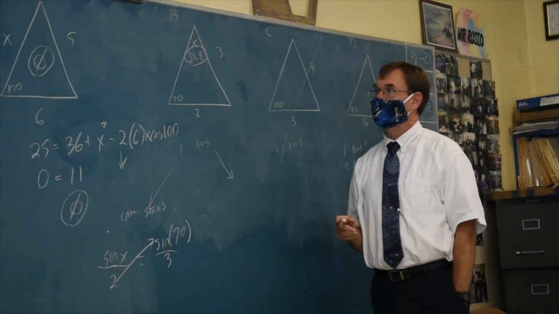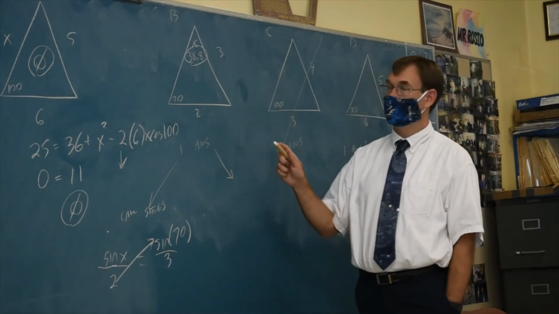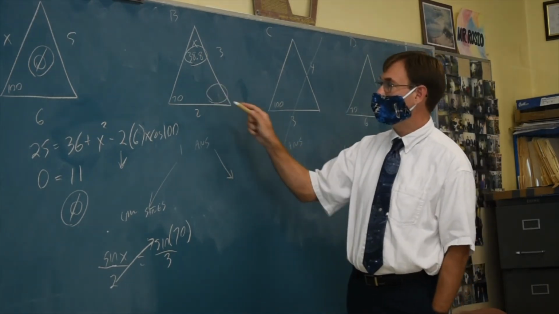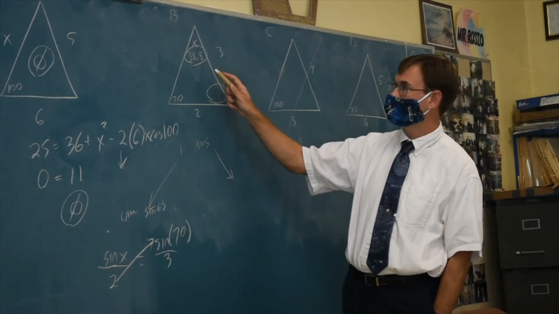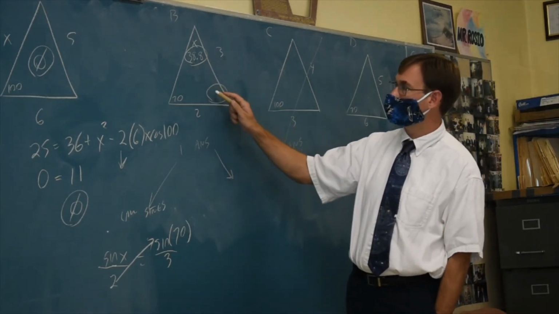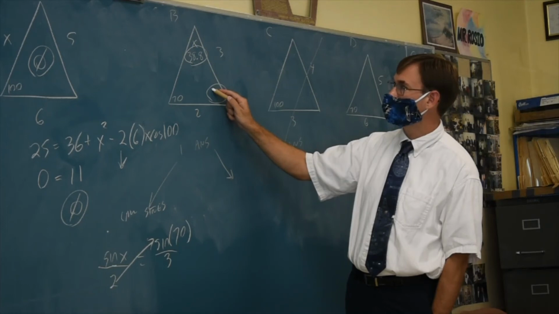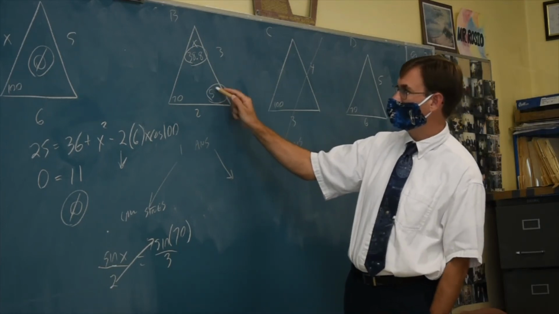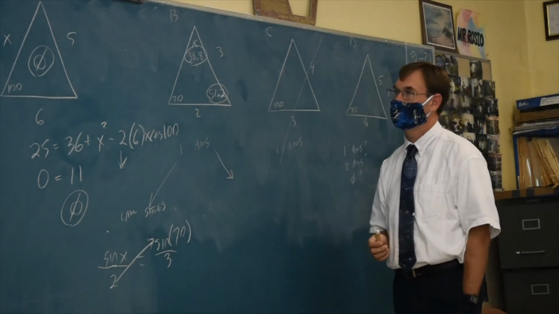Then what would be the next easiest item to locate? Add the other angle. The other angle would be easy to locate. Add 38.8 and 70, and then 180 minus your answer. So is it going to be 51.2?